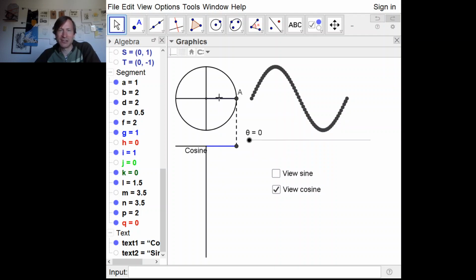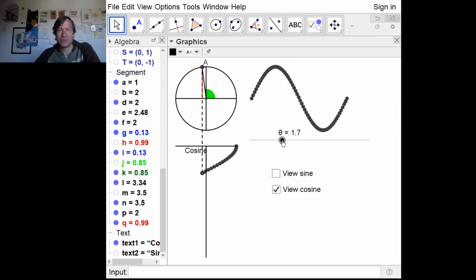Okay, so it looks like when theta is 0, the angle is collapsed down to nothing. The horizontal coordinate of the point A is 1, it looks like, and so cosine of 0 is 1, and that is right. And if we increase theta, the horizontal coordinate starts getting smaller. When the point A is at the very top of the circle, that's when theta is pi over 2, which is about 1.5. We're at the very top of the circle, and so the x-coordinate of that point is 0, and so cosine of this angle is 0.